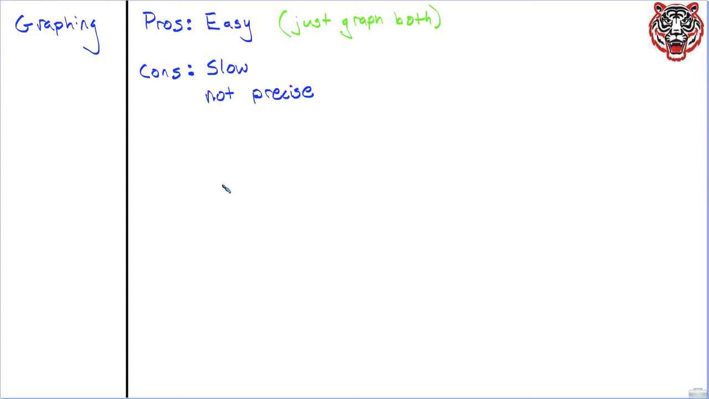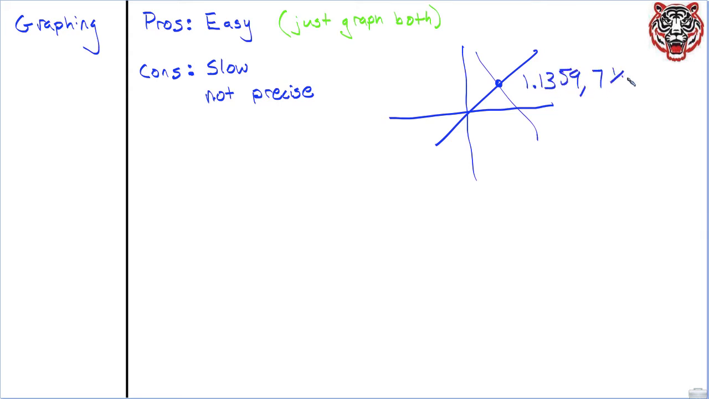Even if you had a graph that was as big as this entire room, and we were looking at this tiny spot where these two lines met, you would still not be as precise as if you did another method. What I mean by this, and we can do a quick little sketch, is if you have a graph and two lines meet at this point, that point could be 1.1359, comma 7 1/3. We don't know exactly what the point is. We can only estimate. So that's why graphing might not be the best method, but it is a method.